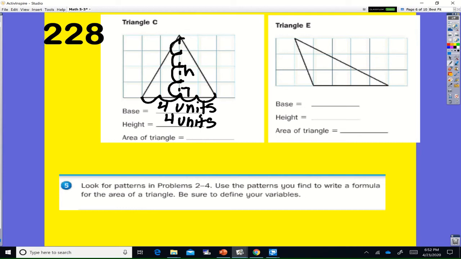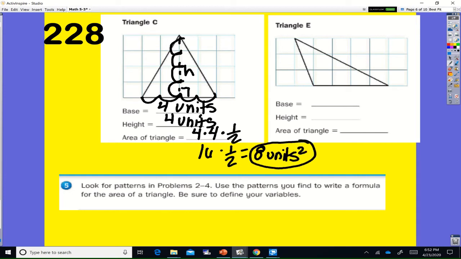Again, with a triangle, the reason why we times it by half is because a triangle is technically half of a parallelogram. Okay, if we had another triangle here, that would make a parallelogram. So 4 times 4 times half. 4 times 4 gives me 16 times half. Half of 16 gives me 8 units squared. So that's how we get that answer.